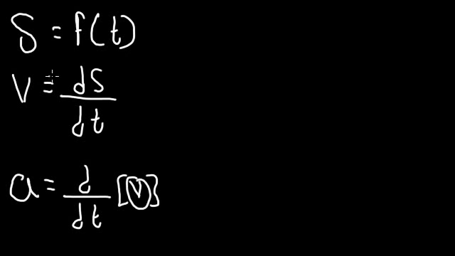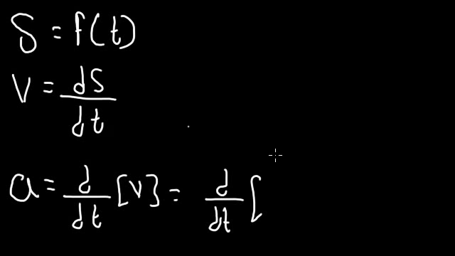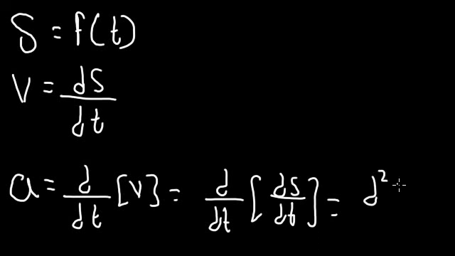And since v is the derivative of distance with respect to time, then we can clearly say that the acceleration is the derivative of distance or displacement with respect to time. Now, if this bracket is expanded, you notice that the acceleration will now become the second derivative of the displacement function, and this can be read as d squared s by dt squared.